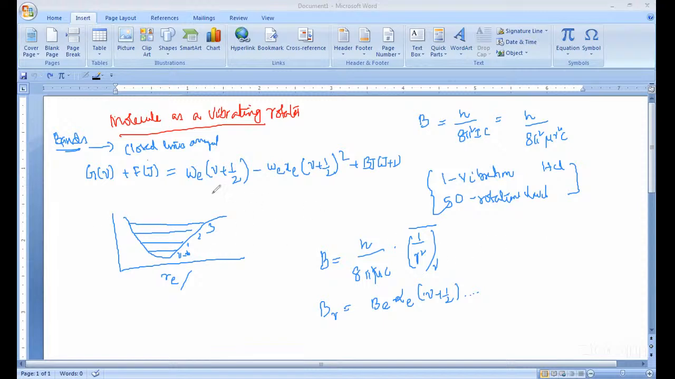Therefore, the equation which we have written, G(nu) plus F(J), here we have written as omega_e into nu plus half minus omega_e x_e into nu plus half whole square plus B J into J plus 1. If you take two different levels, like B dash and B double dash, the value is going to change.